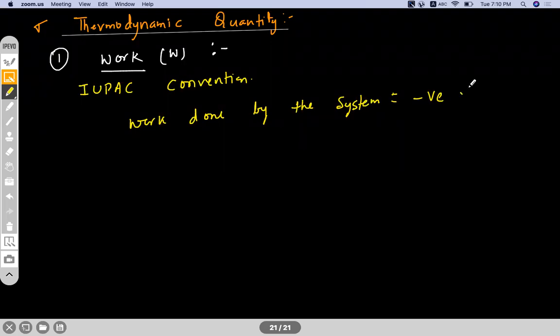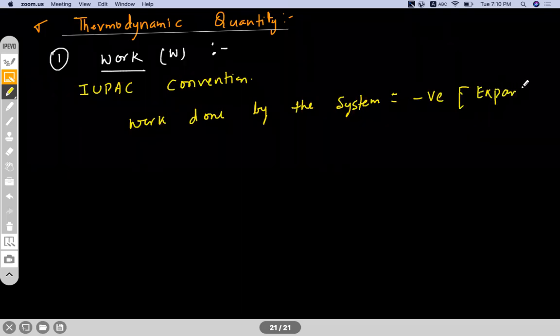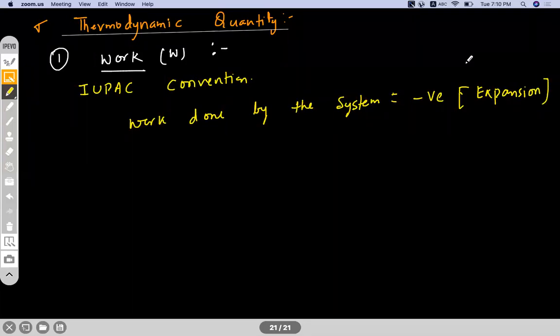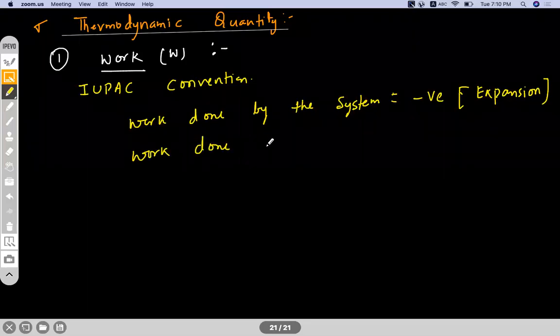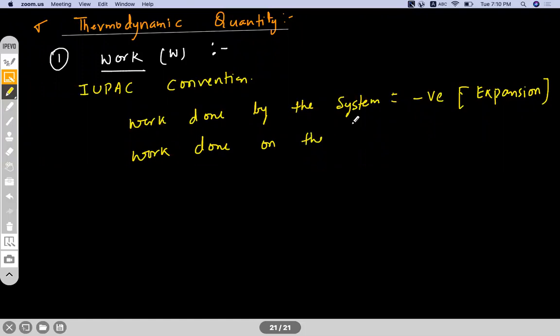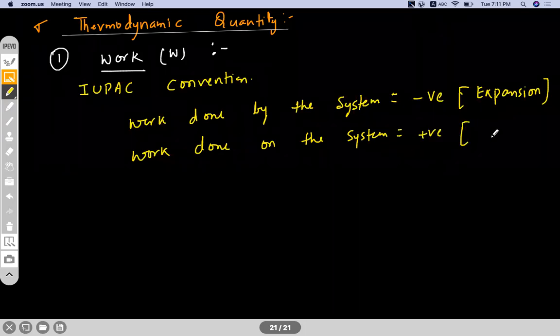Okay. And whenever the system does work, it is the case of expansion because system is doing work, right? So expansion takes place. If you have work done on the system, then it is positive. And on the system means surrounding is doing work on the system. That will be the case of compression or contraction.